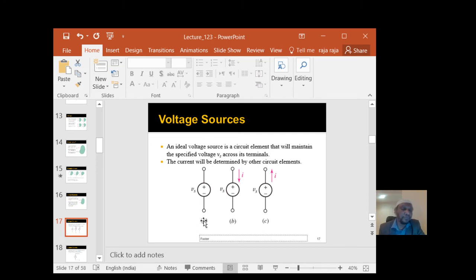So we have three, A, B, C. What is the difference between these three symbols? Before that, we want to see the statement: an ideal voltage source is a circuit element that will maintain the specified voltage across its terminals. Okay, the second point, the current will be determined by other circuit elements. So if you see figure A, it is the DC voltage source with minus and plus.